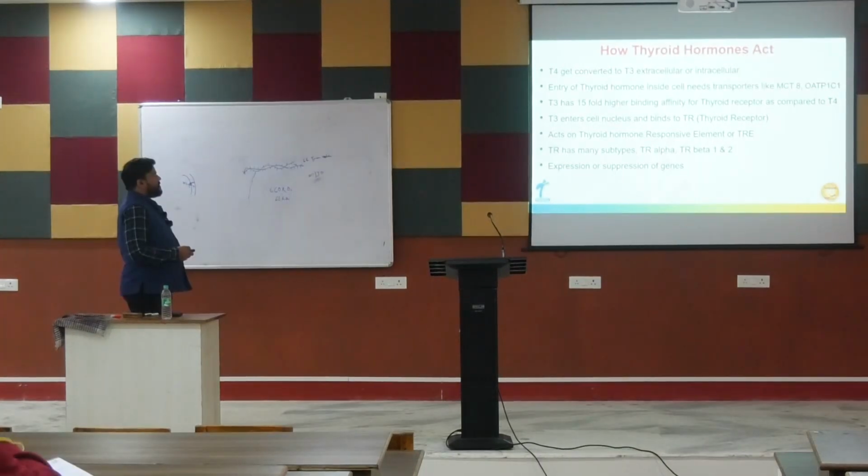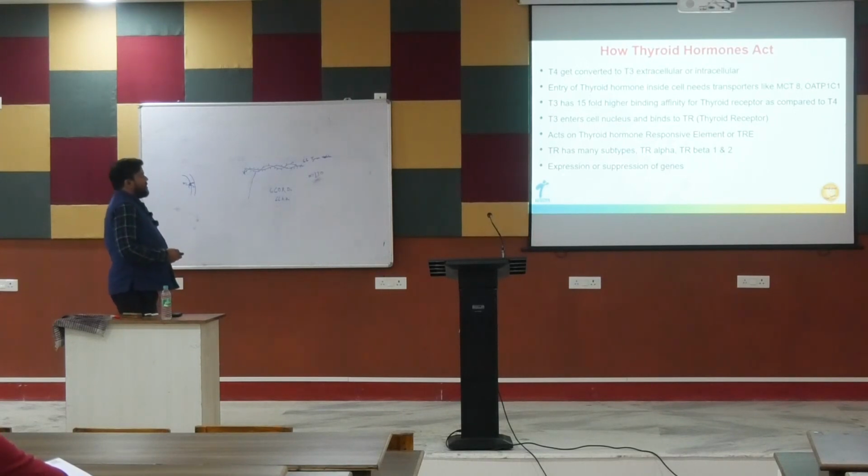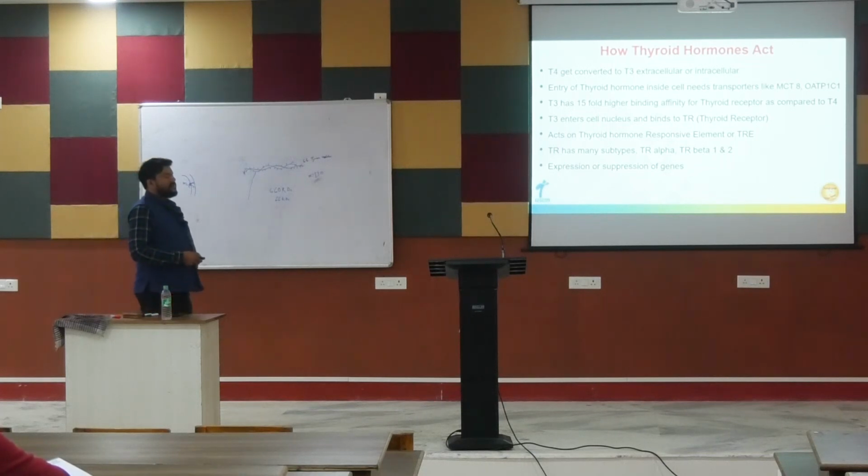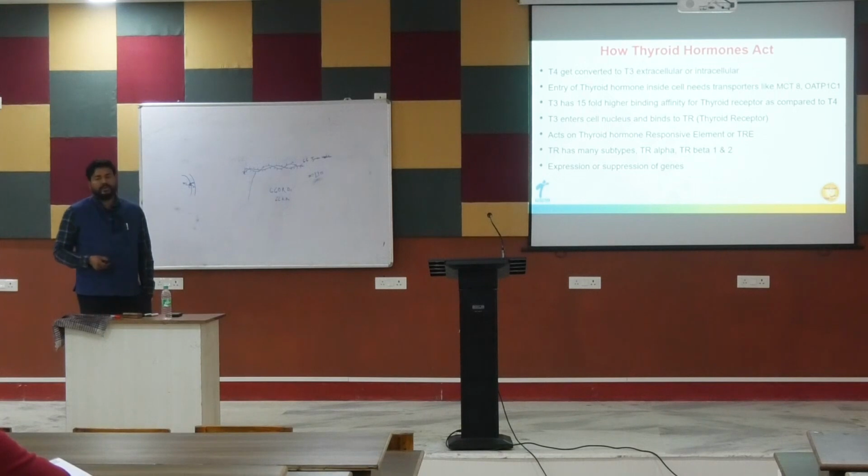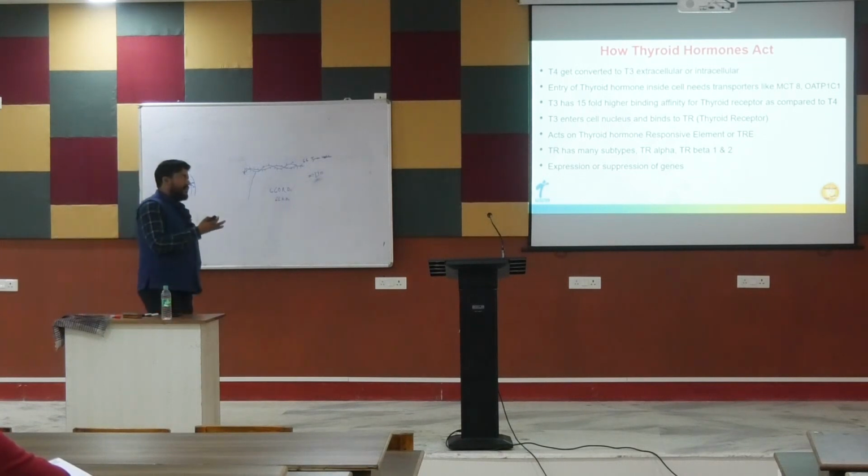So T3 enters the cell nucleus and binds to thyroid receptors, acting on the thyroid hormone response element, or TRE. Thyroid receptor has many subtypes: TR alpha, TR beta 1 and 2. Expression or suppression of the genes can regulate the formation of thyroid receptors. There is some genetic abnormality where these thyroid receptors can be mutated.